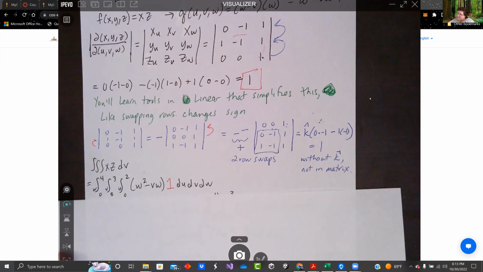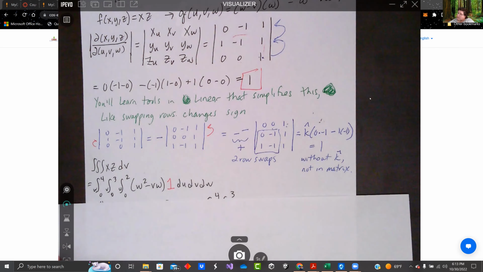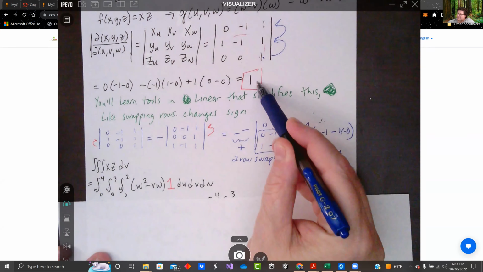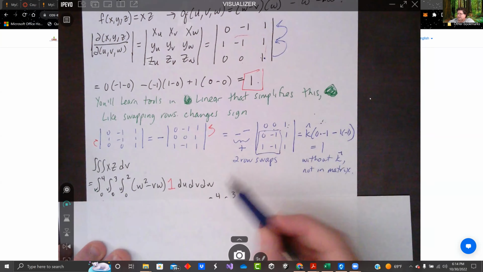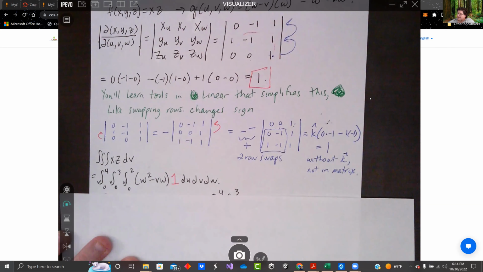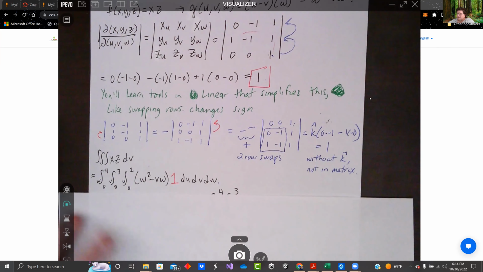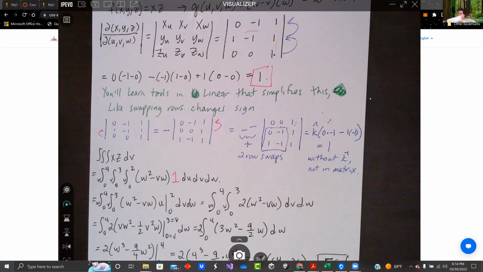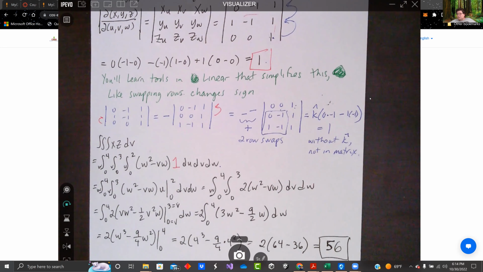So what does my xz look like? My Jacobian was just 1, so dx, dy, dz converts directly over to du, dv, dw. And my xz is now w squared minus vw. We've got our integral in w, v, and u. This is actually separable, but I don't want to separate it because I got a minus sign in it.